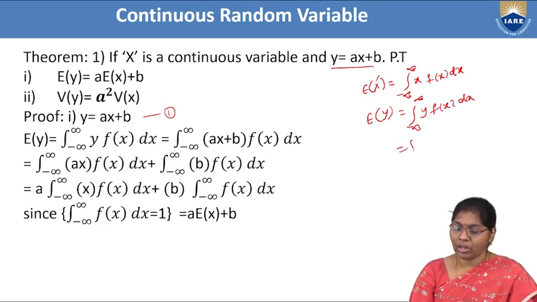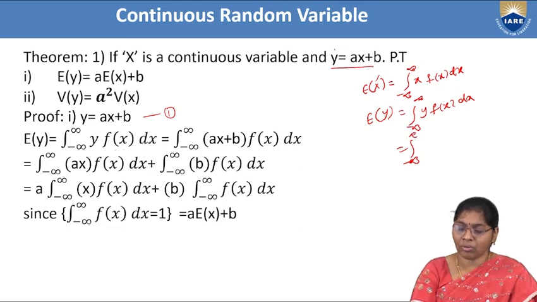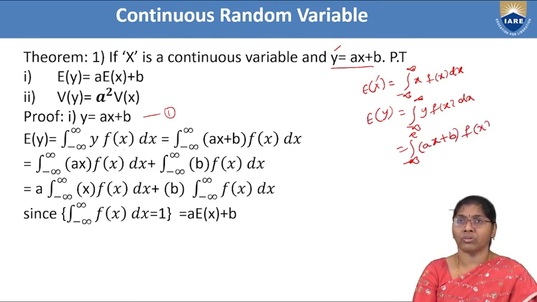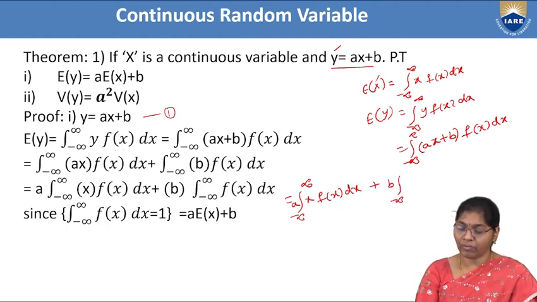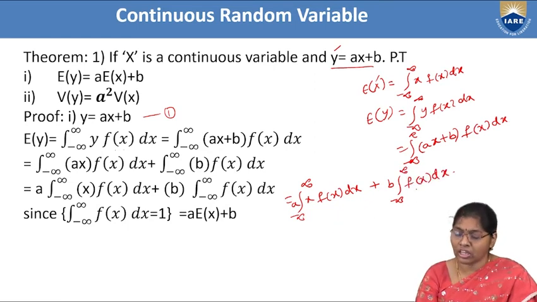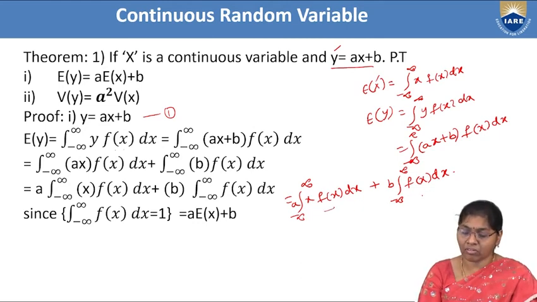Now what about Y? Here I am considering Y as ax plus b. Then it is the integral of (ax plus b) into f of x dx. Splitting into subparts: the integral from minus infinity to infinity of ax plus b, where a is a constant, so x into f of x dx is the first part, plus b into the integral from minus infinity to infinity of f of x dx. Now we know the density function, this total part equals 1, and the first part is nothing but the mean, that is E of X. So we get a into E of X plus b into 1.